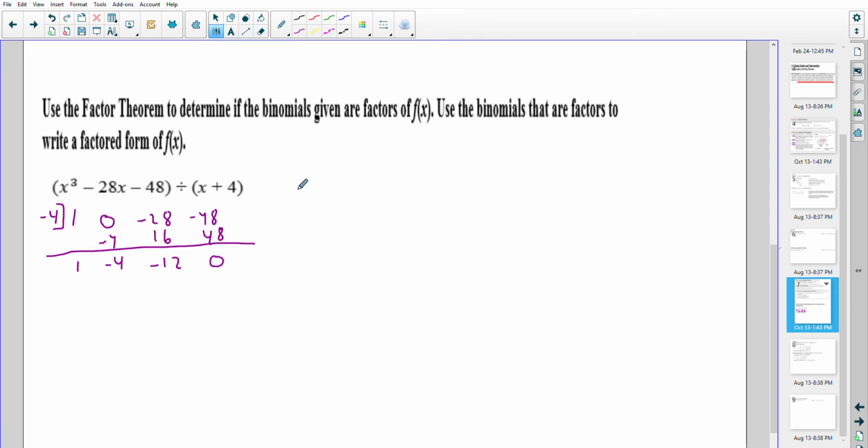Also, what you could do is you could say, all right, this is f of x. You can say f of -4 by plugging that into here. You're going to see that that is going to be 0 as well. So whatever way is easier for you, you want to find out if it's a factor or not.